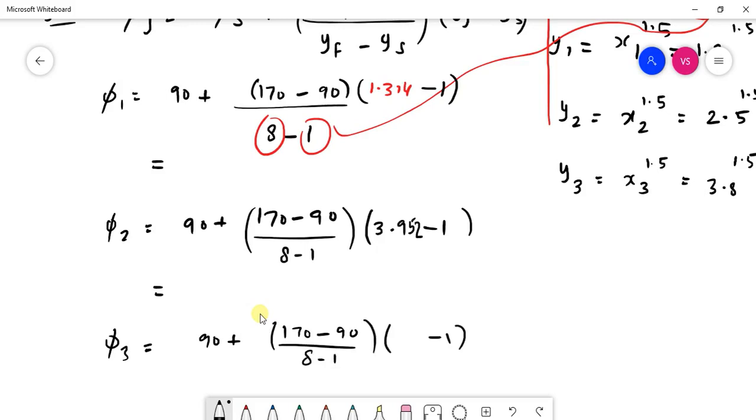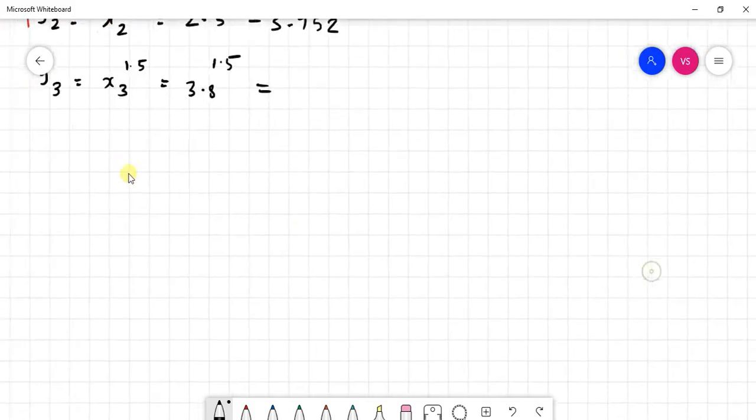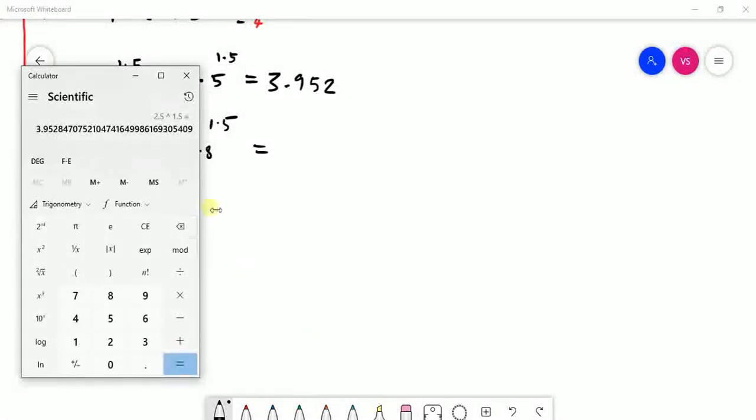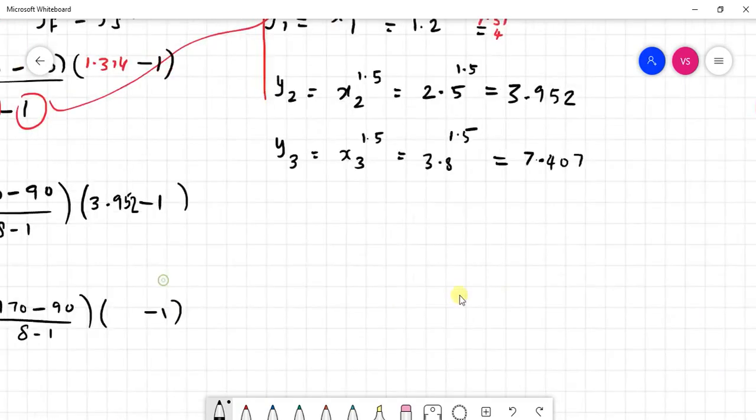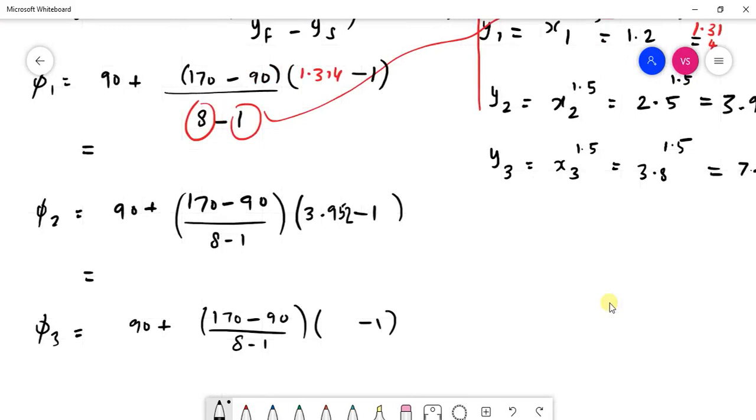And then for phi 3 do the same thing, except that now you will write y3. Again, that y3 will be 3.8 power 1.5, which will be 7.407. So 7.407 minus 1. So this will give you a value of phi 3.